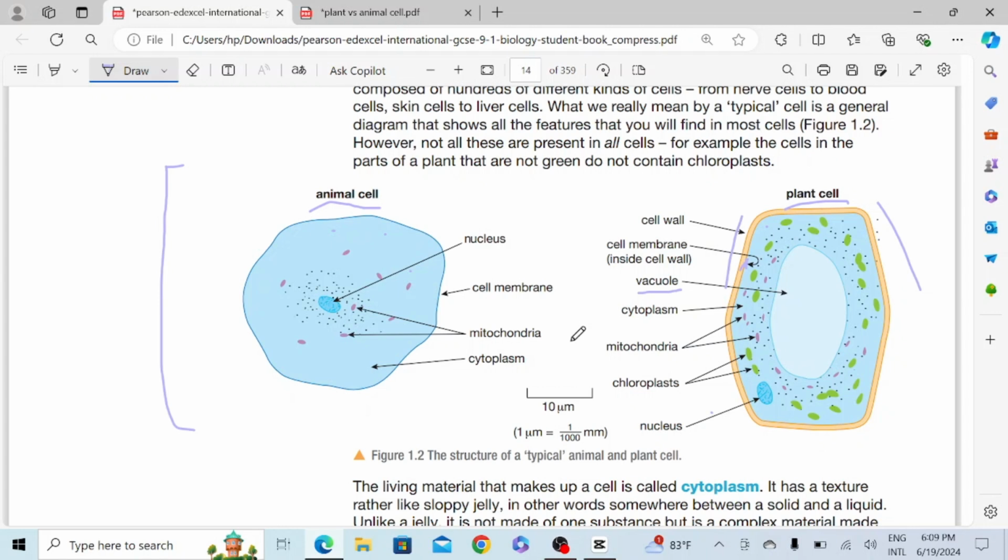But animal cells and plant cells both have a nucleus, they both have cytoplasm, they both have a cell membrane, right? But plant cells have a cell wall, animal cells do not have a cell wall. Animal cells do not have chloroplasts, but plant cells do. But both animal cells and plant cells have mitochondria, right? So these are the basic things that you need to know.